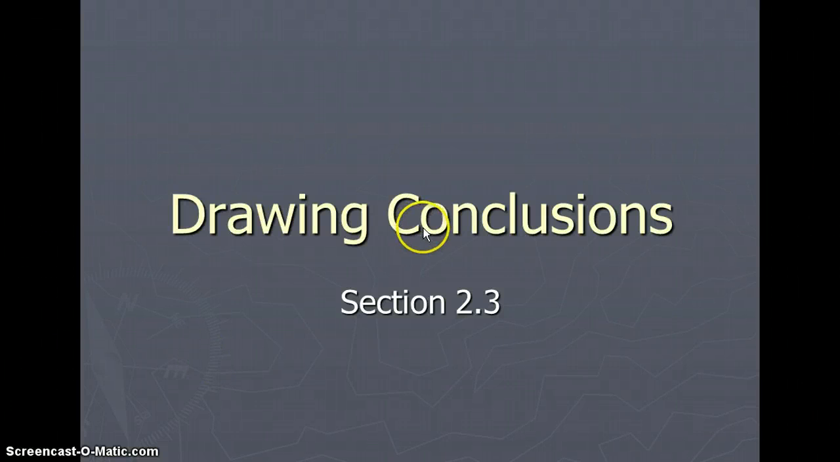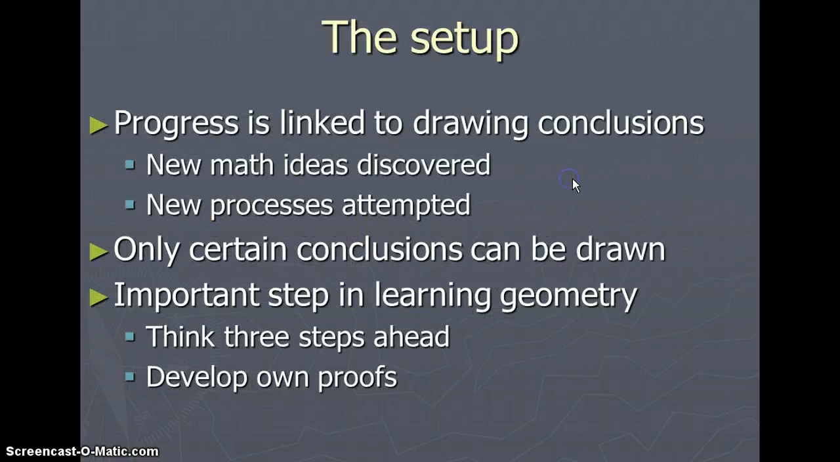Today we're covering section 2.3, which is on drawing conclusions. The reason we need this section is that a lot of times in geometry we are given exactly what we need to prove, but in real math, when mathematicians have to actually prove something, they're not told exactly what they need to prove. So the idea in the drawing conclusions section is that we have to come up with what we could possibly prove based on the information that we have.